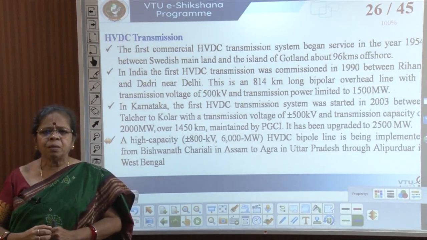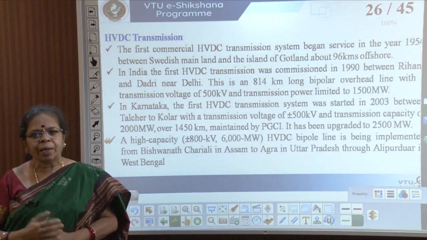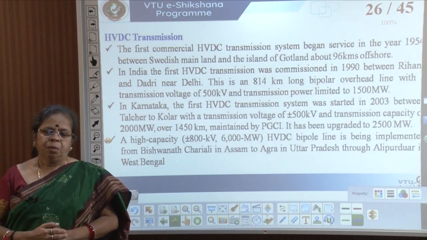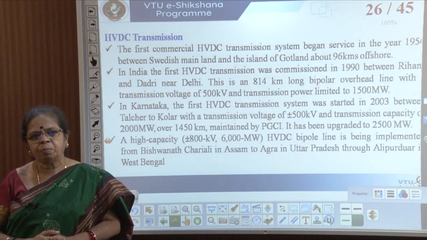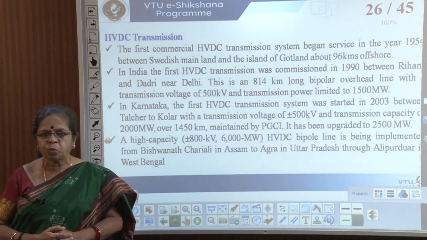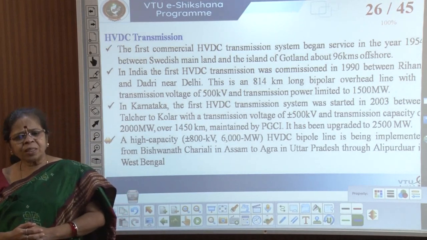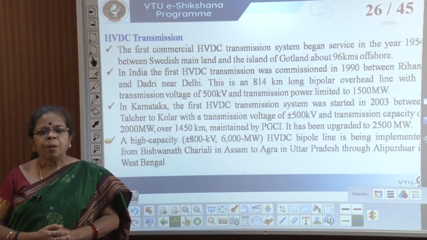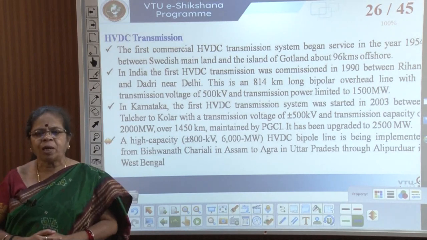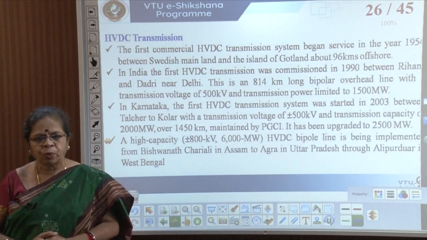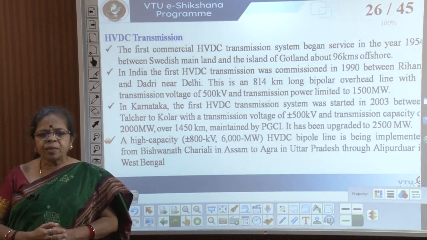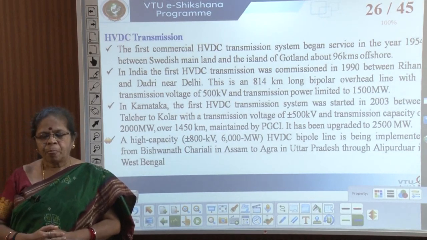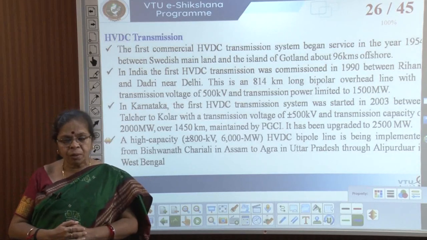So this was not possible with the original old mercury arc rectifiers, though they did have them in the earlier HVDC systems, it was limited. But the advent of power electronics opened up vistas for rapid expansion of HVDC transmission lines. So the first commercial HVDC transmission system began service in 1950 between the Swedish mainland and the island of Gotland, about 96 kilometers offshore. In India, the first HVDC transmission system was commissioned in 1990 between Rihand and Dadri near Delhi. It was a stretch of 814 kilometers.